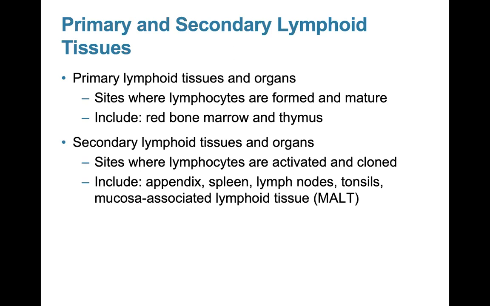Secondary lymphoid tissues and organs, these are sites where lymphocytes are activated and cloned. This would include things like the appendix, the spleen, the lymph nodes, the tonsils, and what we call mucosa-associated lymphoid tissue, or MALT.